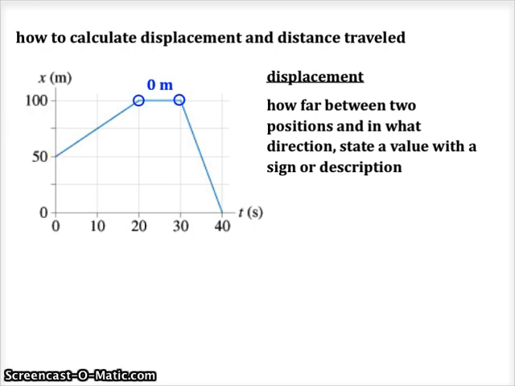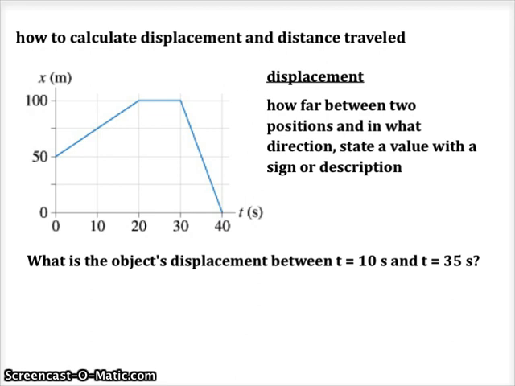In the next section, the displacement is 0. The object is standing still. And it goes from 100 and it stays at 100. And then the last section starts at 100 meters, ends up at the 0 position. So it's traveled 100 meters, but toward the origin in the negative direction. So that would be a displacement of negative 100 meters.